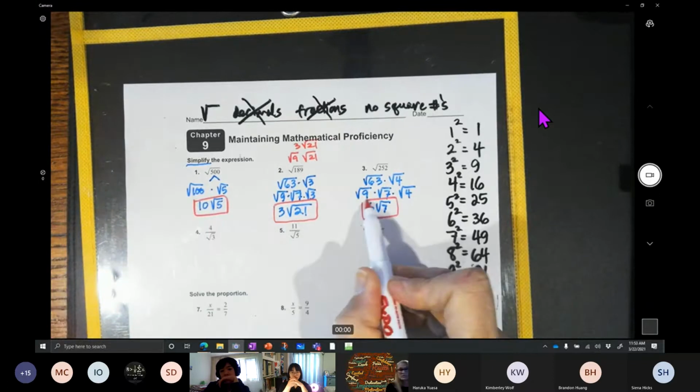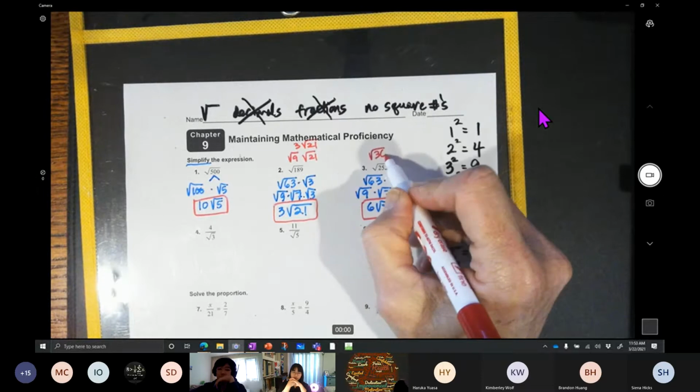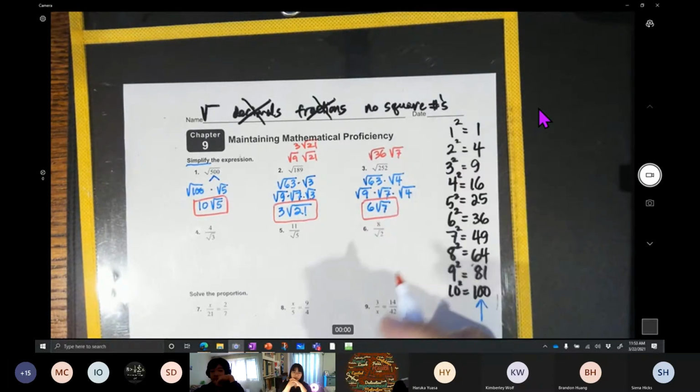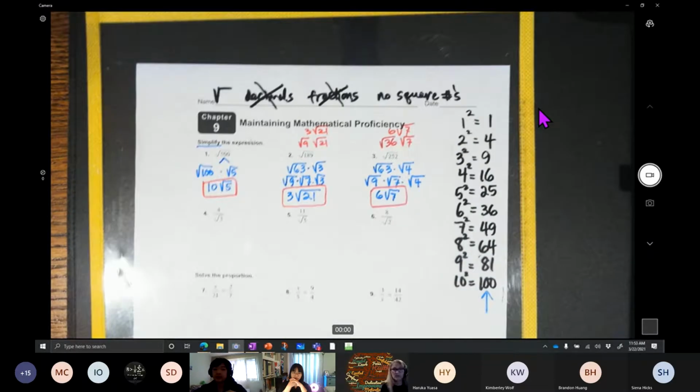And so that's like reducing. And again, I could have also gone straight to 36 times root 7, but I didn't assume that you would know that. Okay, any questions?